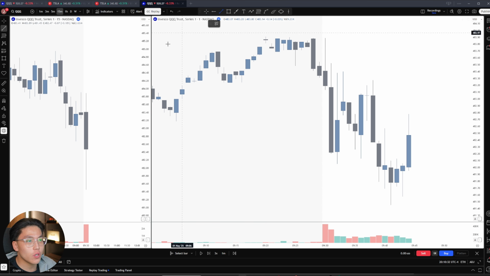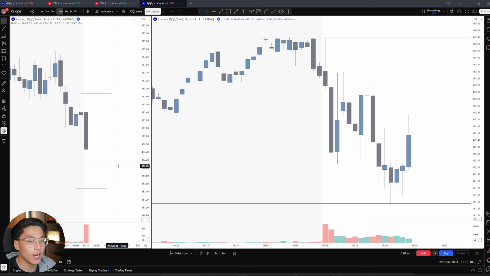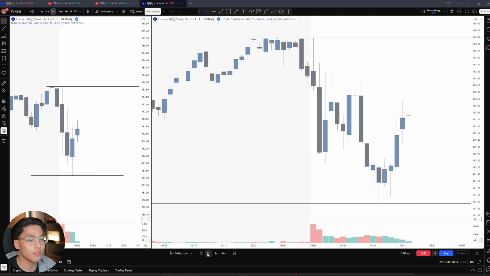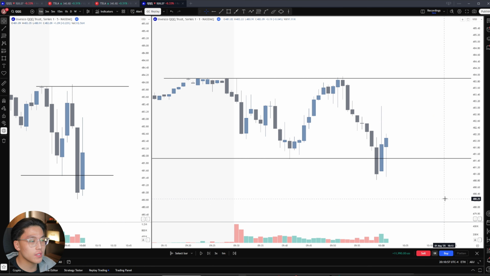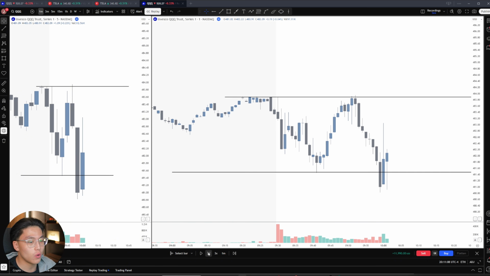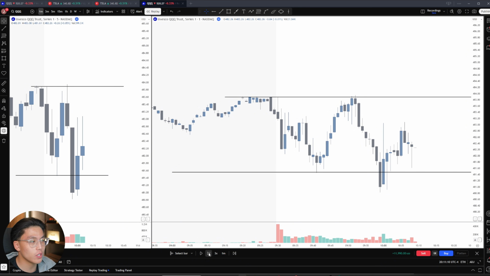So for the QQQ, we should get the hang of it by now, marking out our 15-minute opening range high and low. Go into the 5 minute time frame. We're just going to be waiting for a candle close below or a candle close above on the 5 minute time frame. You can see so far we ended up getting a candle close below your 5 minute opening range, but you can see the next subsequent candle right here at 10 o'clock is right back inside of the range. So no real trading opportunities for continuation.